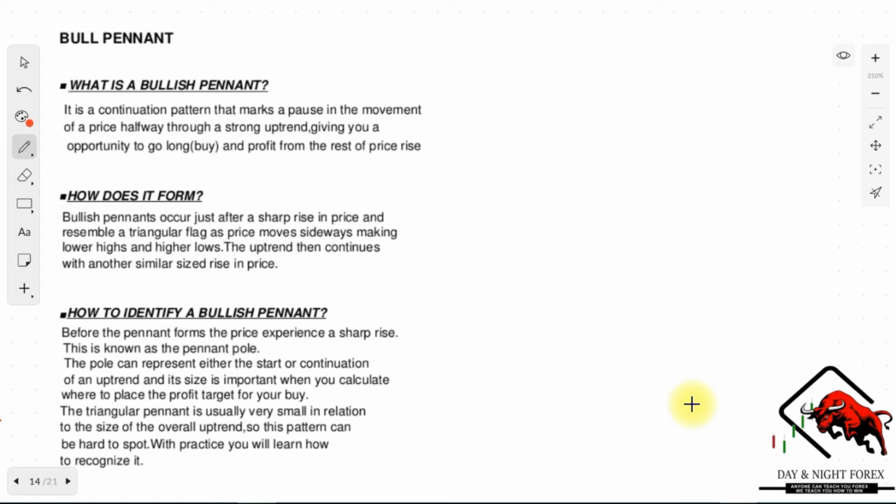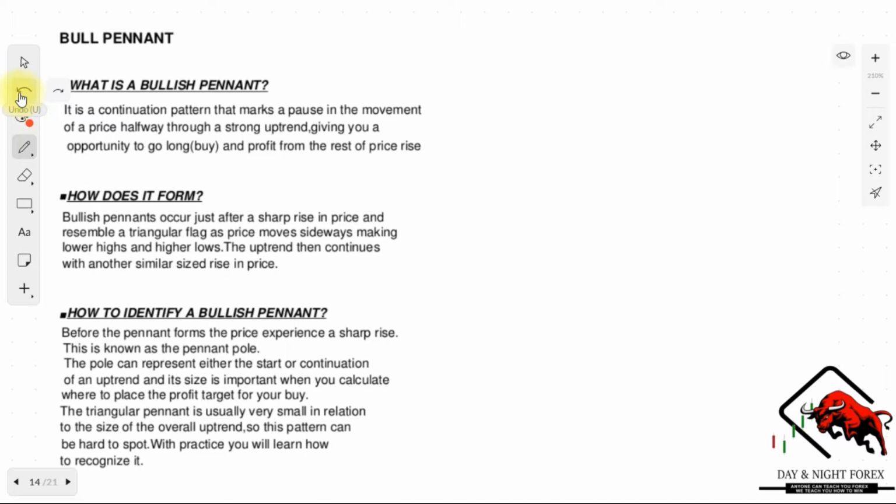So how does it form? Bullish pennants occur just after a sharp rise in the price and resemble a triangular flag as price moves sideways, making lower highs and higher lows. So that's basically how this comes into play. The uptrend then continues with another similar size price movement. So the market will be coming from downwards, and then once it completes with the lower highs and the higher lows, it basically will have a breakout and try to move the same distance that it has moved here, right? So that is what we're trying to say over there.